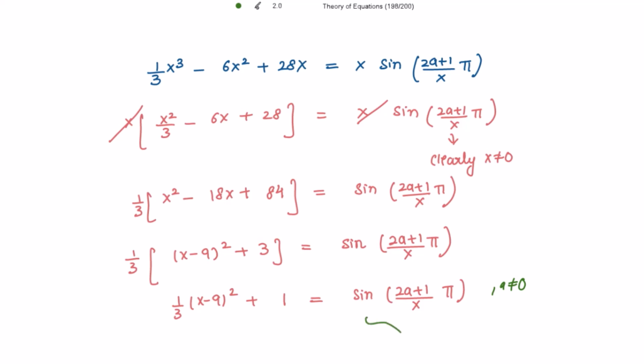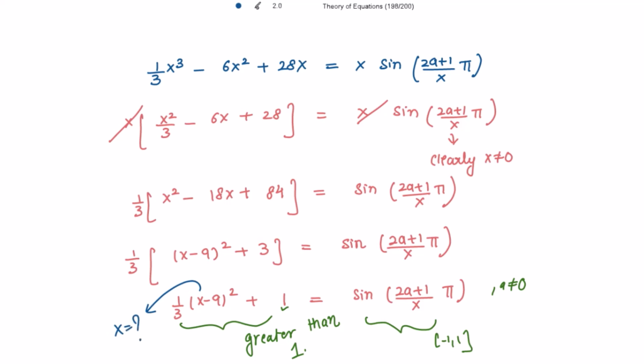Now we know that the range of sine is from minus 1 to 1. The maximum value of sine is 1 and the minimum value of sine is negative 1 for all the real values of x, right? But the left hand side is greater than 1, isn't it? This is the square, x minus 9 whole square, which is positive, right? And here I am having 1. So the left hand side is strictly greater than 1, right? So to match for some value of x, what could be the valid value of x for this equation?